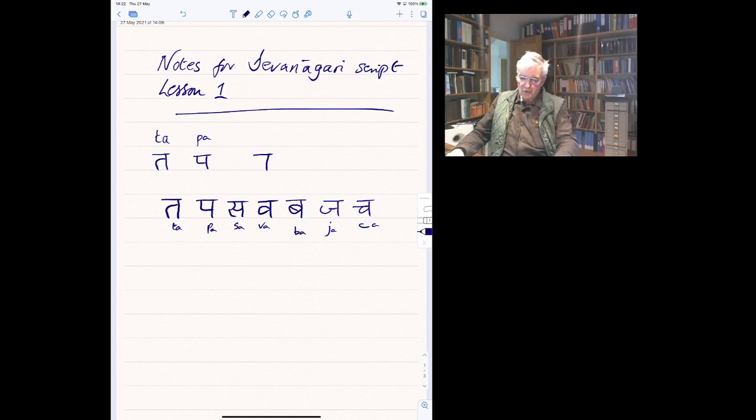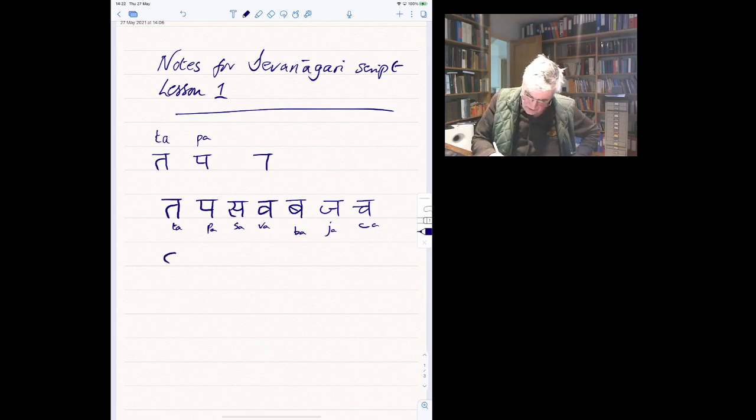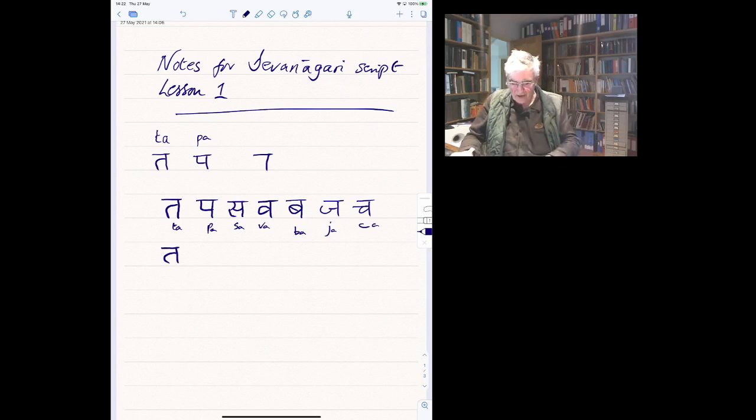And that is because when you write a Devanagari letter, it has in its, so to speak, raw form, as I've written it here, what's called the inherent a. So when I write this letter, ta, a native speaker seeing that wouldn't just say it's t, it's ta, the short a following.